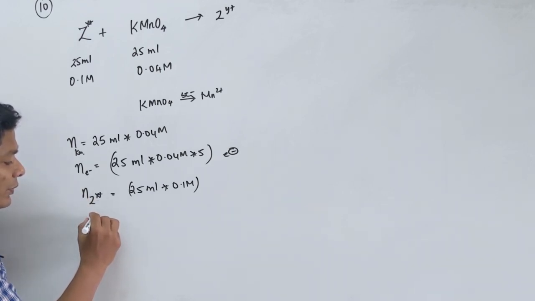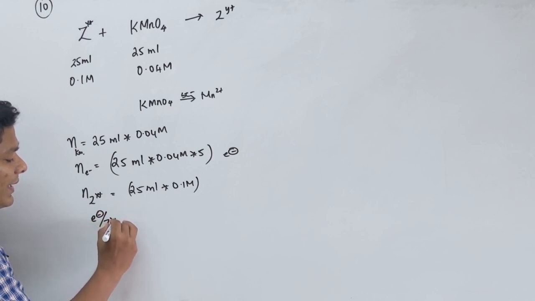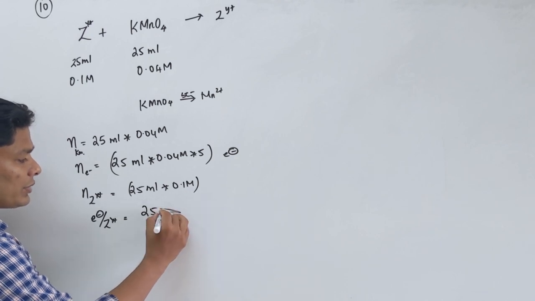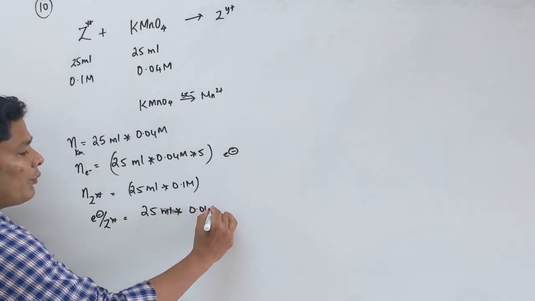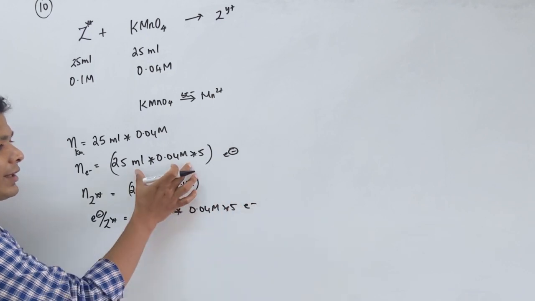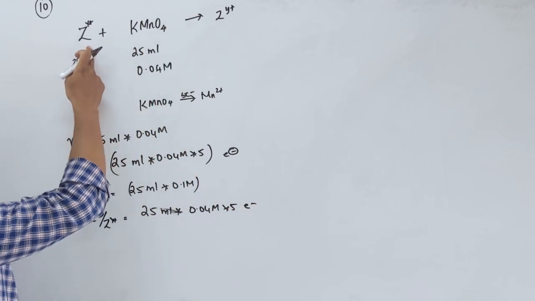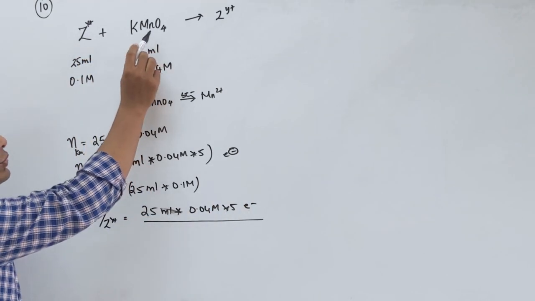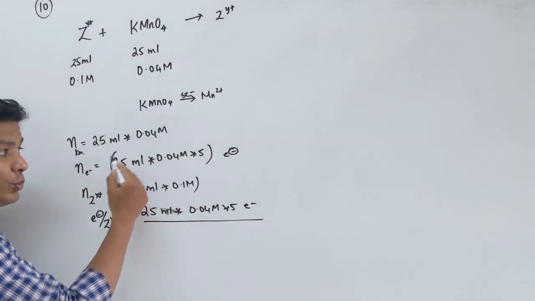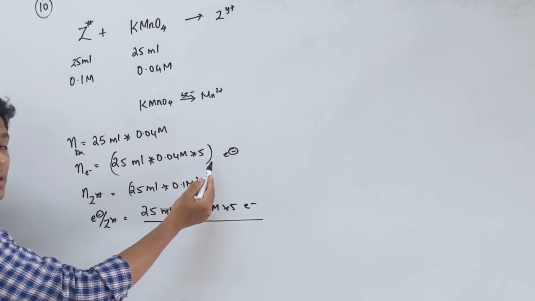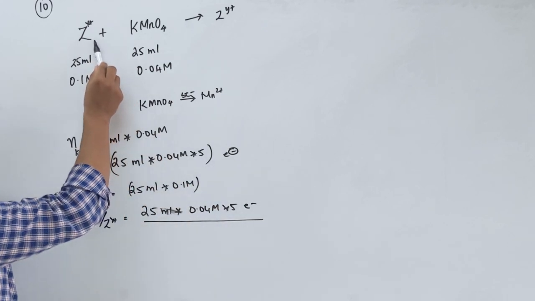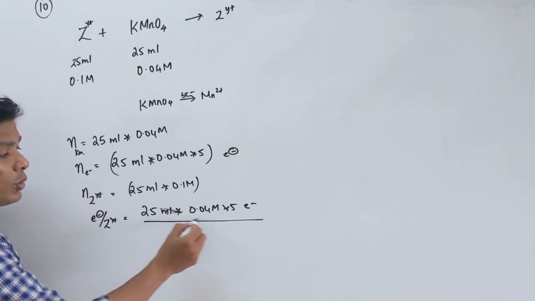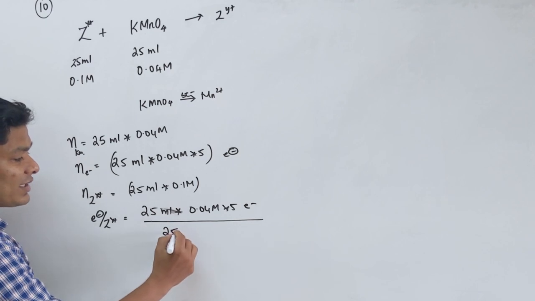Basically we need electrons per ZX plus: total electrons, 25 mL times 0.04 molar times 5 electrons, is the total electron got from KMnO4, which should be equal to the electron used up by this. KMnO4 is the oxidizing agent, so this is the amount of electrons KMnO4 consumes. If KMnO4 needs so many electrons, who will give them? This will give the electrons. So how many electrons are given by one mole? Total electrons divided by moles of ZX plus.